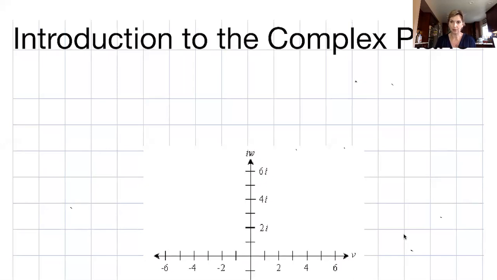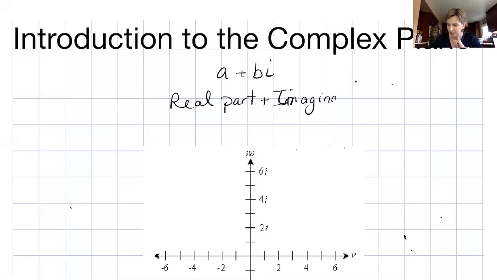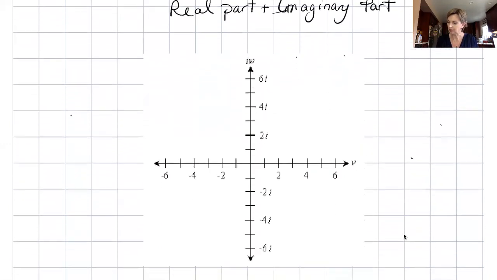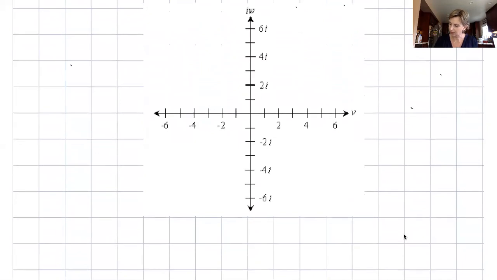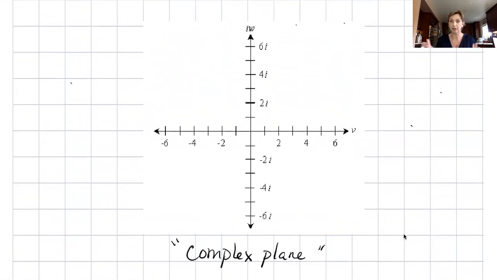Remember, complex numbers look like a plus bi. There's a real part plus an imaginary part. And it's the imaginary part that's made it hard for us to graph them, right? On a normal XY coordinate grid it just didn't really work. So today we're going to bring in this complex plane here. That makes it possible for us to graph those complex numbers.